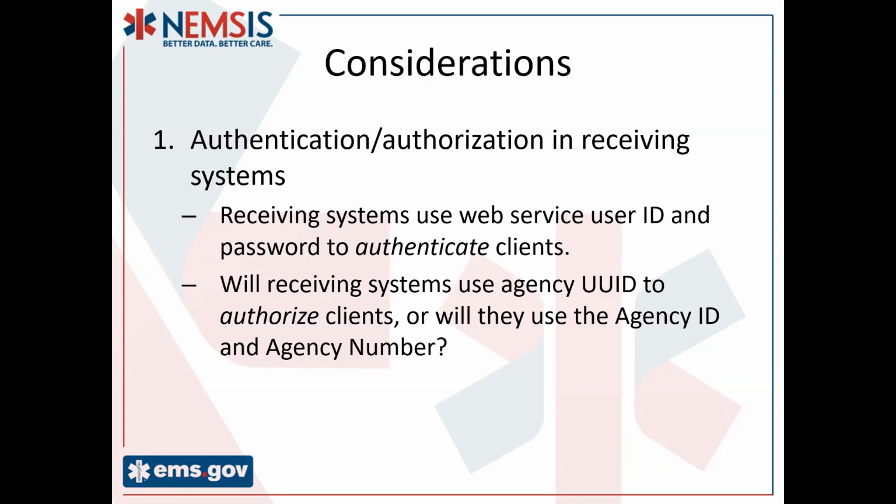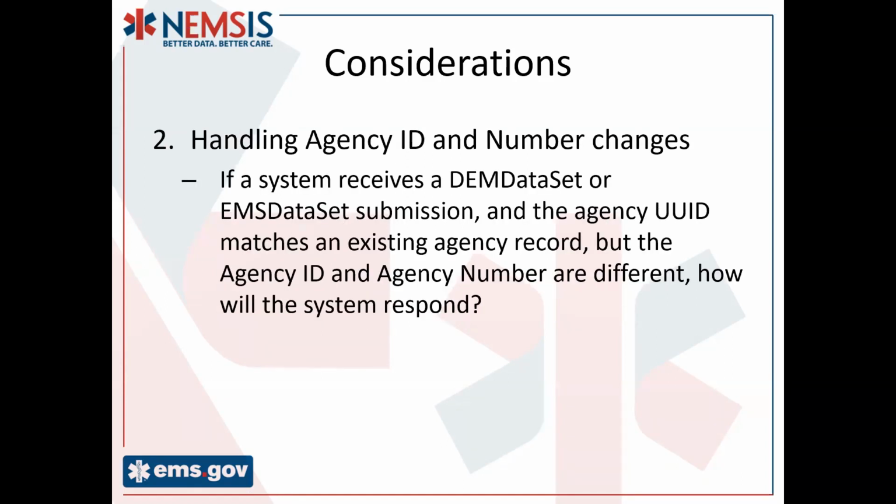Okay, let's dig in a little with how changes would be handled. So let's say a system at the state level receives a demographic data set or EMS data set submission, and the agency UUID matches an existing agency record in that state system. However, the agency ID and agency number, and as Dan pointed out, the state, that combination of elements are different than what is stored in the agency record.